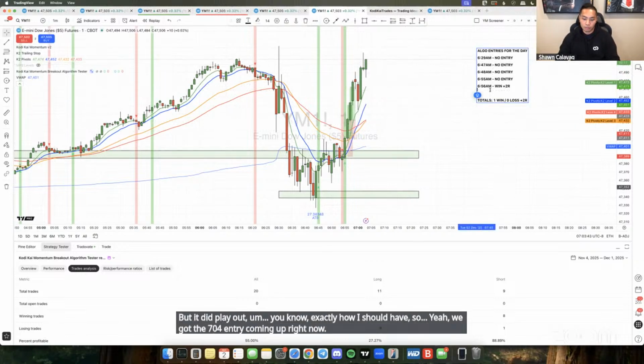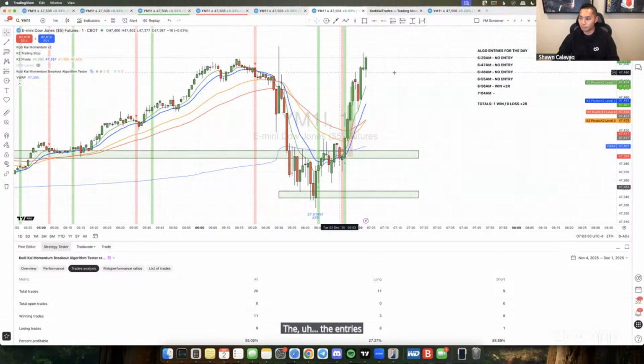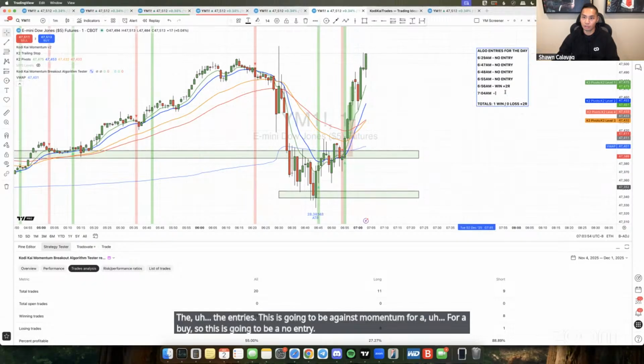Again, this doesn't matter to us very much. I'm going to put it on here, even though I know we're trying not to share the entries. This is going to be against momentum for a buy, so this is going to be a no entry. Man, how many no entries are we going to have?